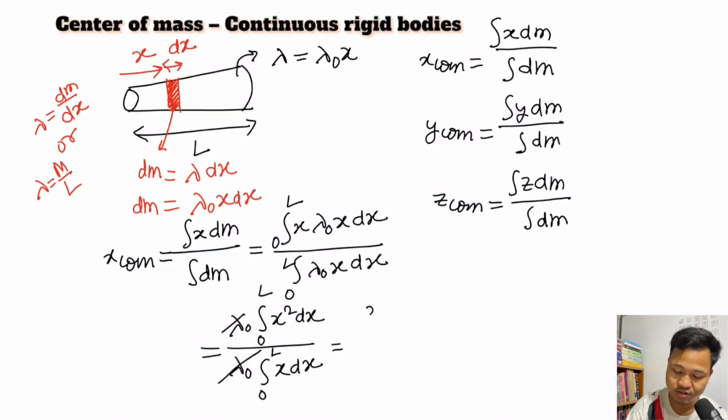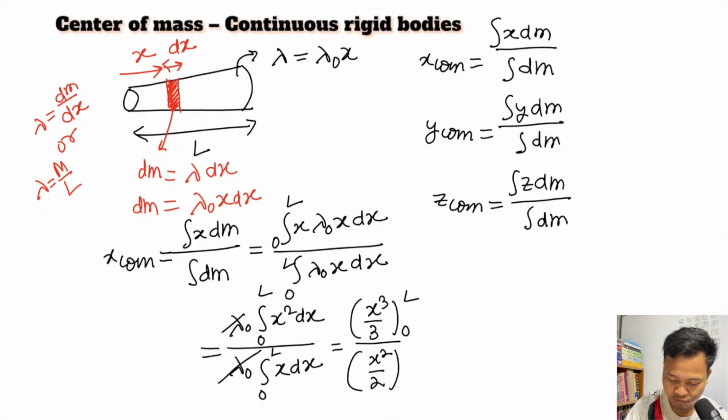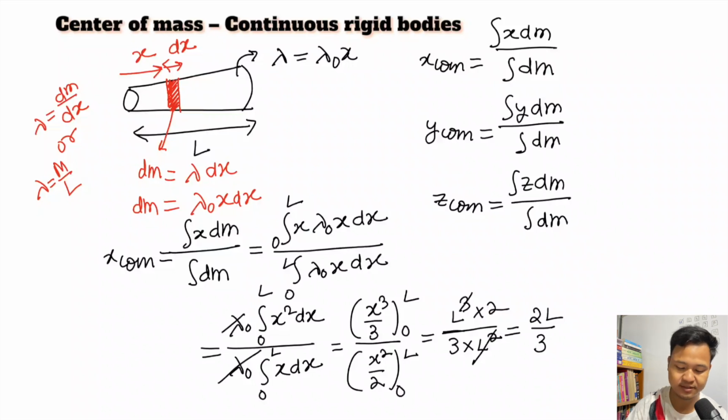The integration of x square is x cubed by 3 from 0 to L, divided by x square by 2 from 0 to L. So here you will have L cubed by 3 into L square divided by 2. L square and L get cancelled out. Final answer: 2L by 3. So the center of mass will be at x equals 2L by 3, somewhere here.